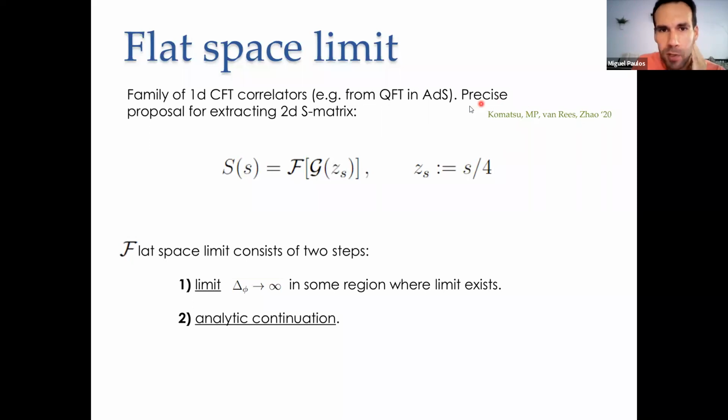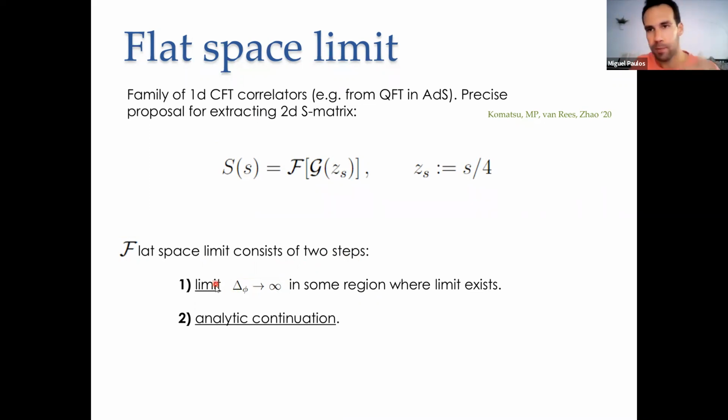And this proposal is a bit simpler in 2D. Basically, it just says that you can get the 2D S matrix almost directly from the correlator after you identify kinematics appropriately. But you need to take this flat space limit. So this is like a flat space limit operator. And what is this flat space limit? You can think of it as consisting of two steps. First of all, you go into some region where you can take the limit delta phi to infinity and get a finite result. I should say that the flat space limit corresponds to taking the limit where all the scaling dimensions are large when you have a gapped QFT in AdS. So the flat space limit is this limit.